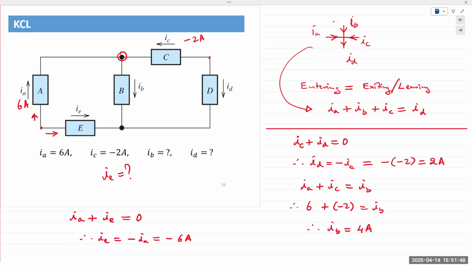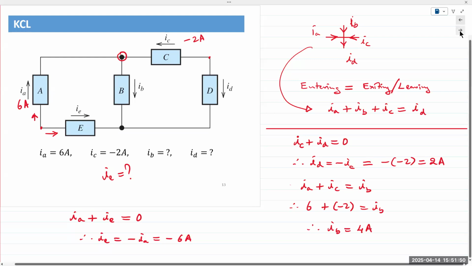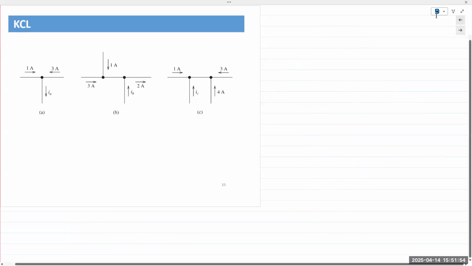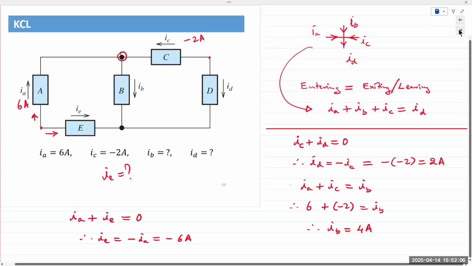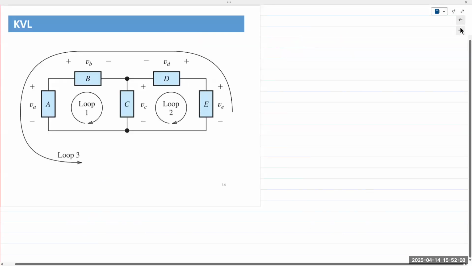Then there's a slide on the last page with some practice examples. So I'm going to assign this for student practice. Shouldn't take long for you to get done. All right, KVL.